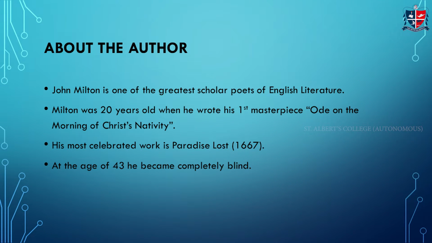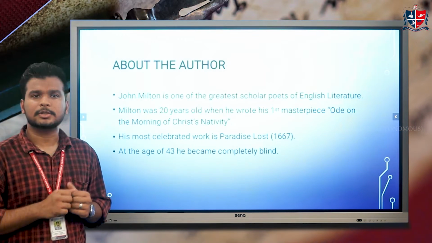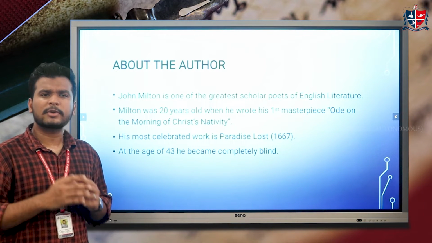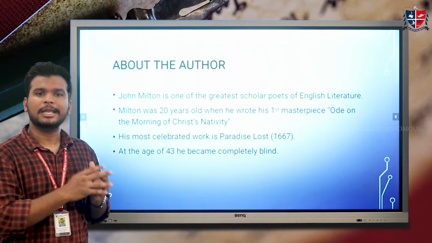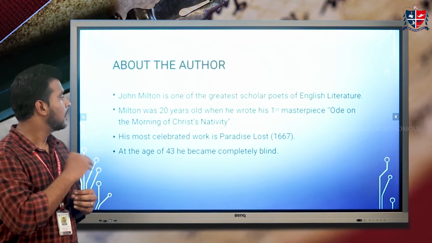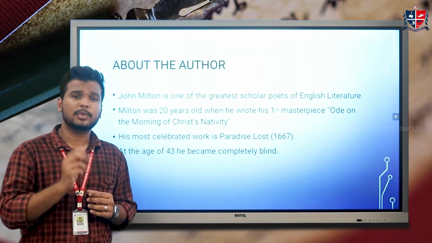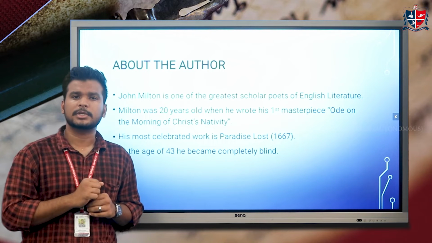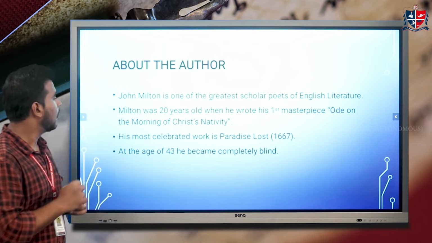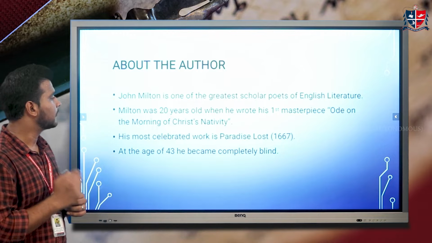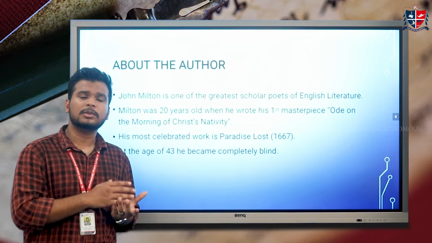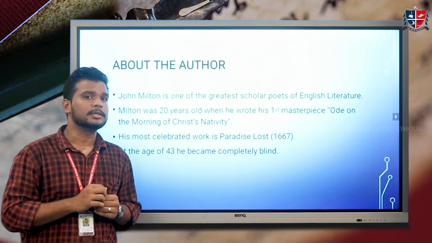John Milton is considered one of the greatest scholar poets of English literature. He is one of the most prominent and important poets in English literature. And Milton, when he was just 20 years old, wrote his first masterpiece, called The Ode on the Morning of Christ's Nativity. He wrote this while he was just 20 years old.